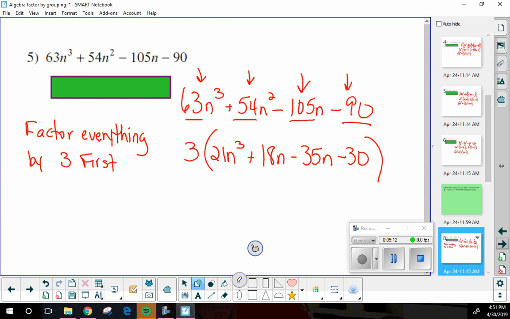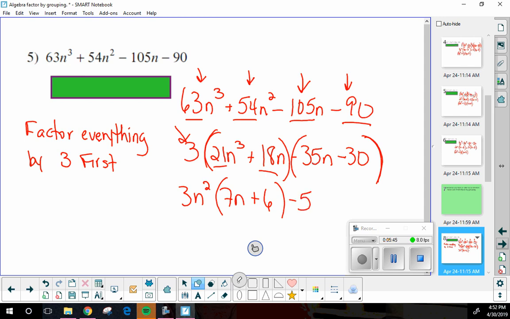Now, I'm going to go back to factor by grouping, and I'm just going to ignore this 3 for a little while. So I'm going to put parentheses around this, and then around that, and that. Okay, so I'm going to ignore the 3, and I'm going to look here, and I see my greatest common factor is 3n squared. This would be 7n plus 6. And then over here, I'm taking out a negative 5 because I see there's a negative 35n and a negative 30.